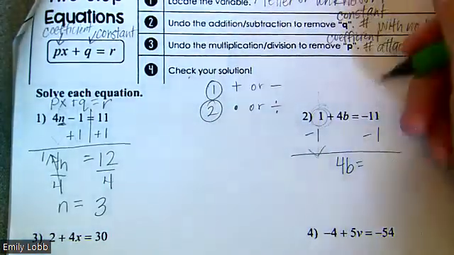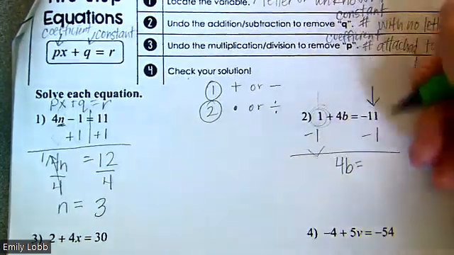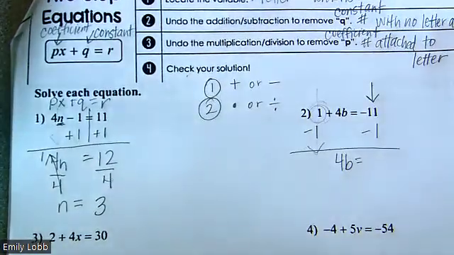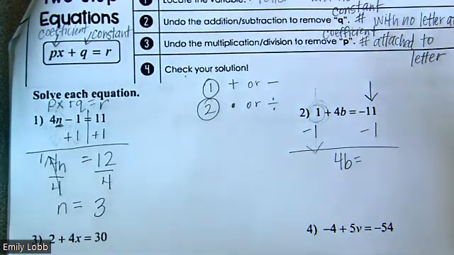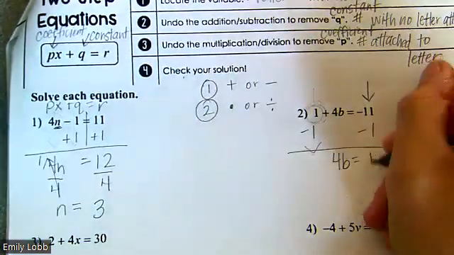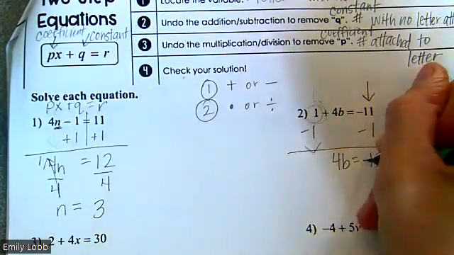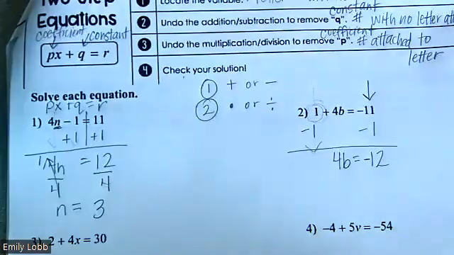Negative 11 minus 1. Do you see how I'm going right down now? My signs are the same, so I'm finding the sum. What's 11 plus 1? 12. And is it positive or negative? Negative. Now, we have a 1 step.